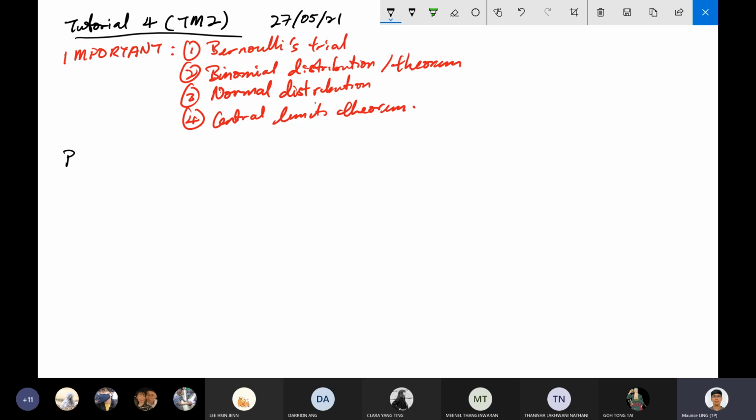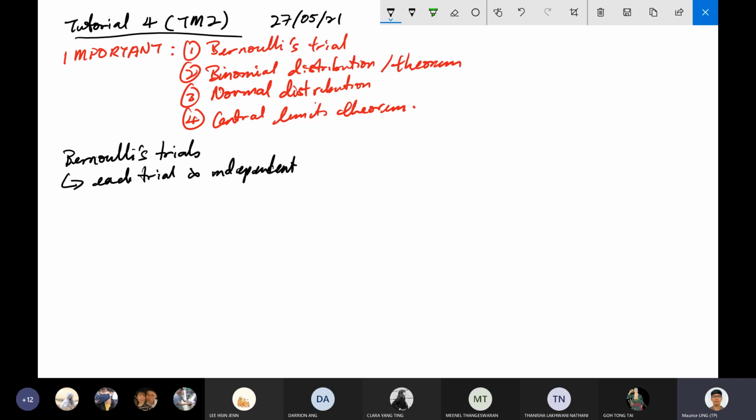Now, what is a Bernoulli's trial? What are the characteristics of a Bernoulli's trial? Anyone? Independent. Okay, so each trial or each test is independent, meaning that, for example, you have MCQs. By right, question 1 and question 2, what you have for question 1 should not affect question 2. So that's independent. Any more?